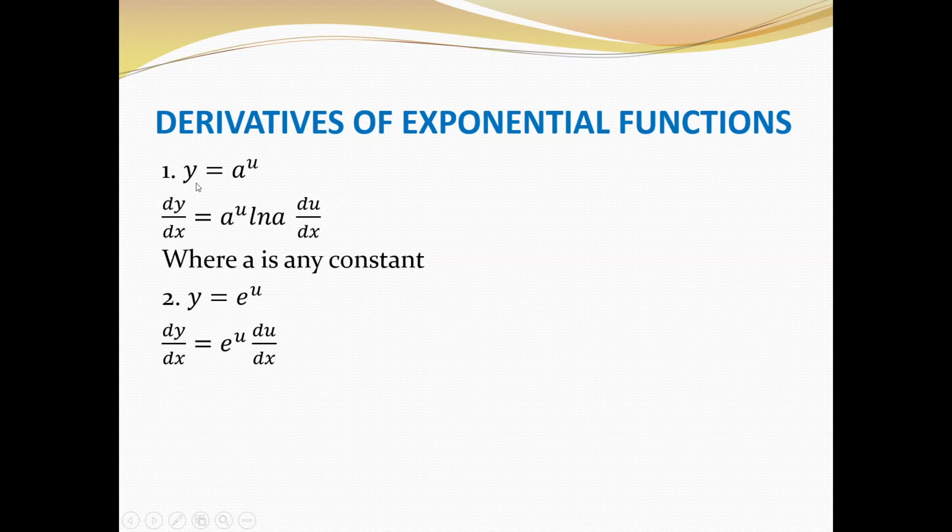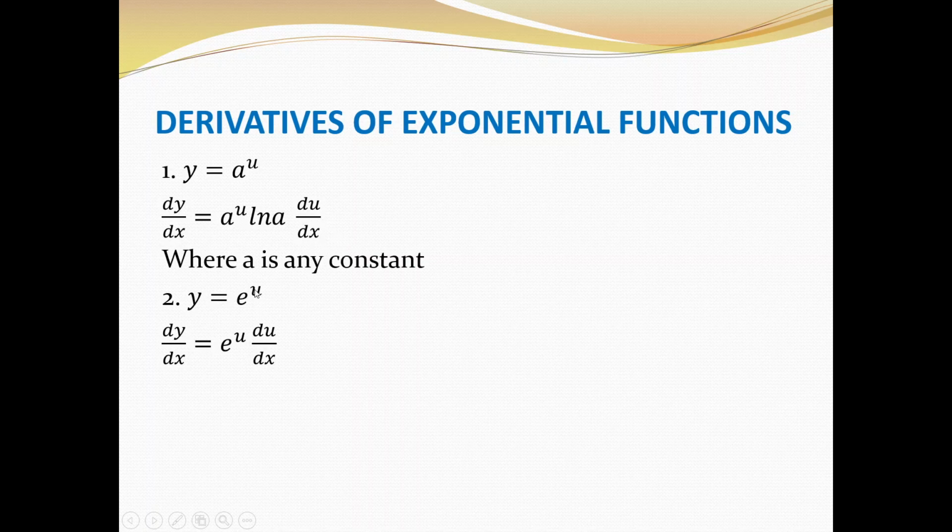So for the first function of base a, which is expressed as y equal to a raised to u, the derivative of this function y with respect to x is equal to a raised to u, to be multiplied by a constant value of ln of a, and then to be multiplied by the derivative of that exponent, which is the variable u with respect to x.